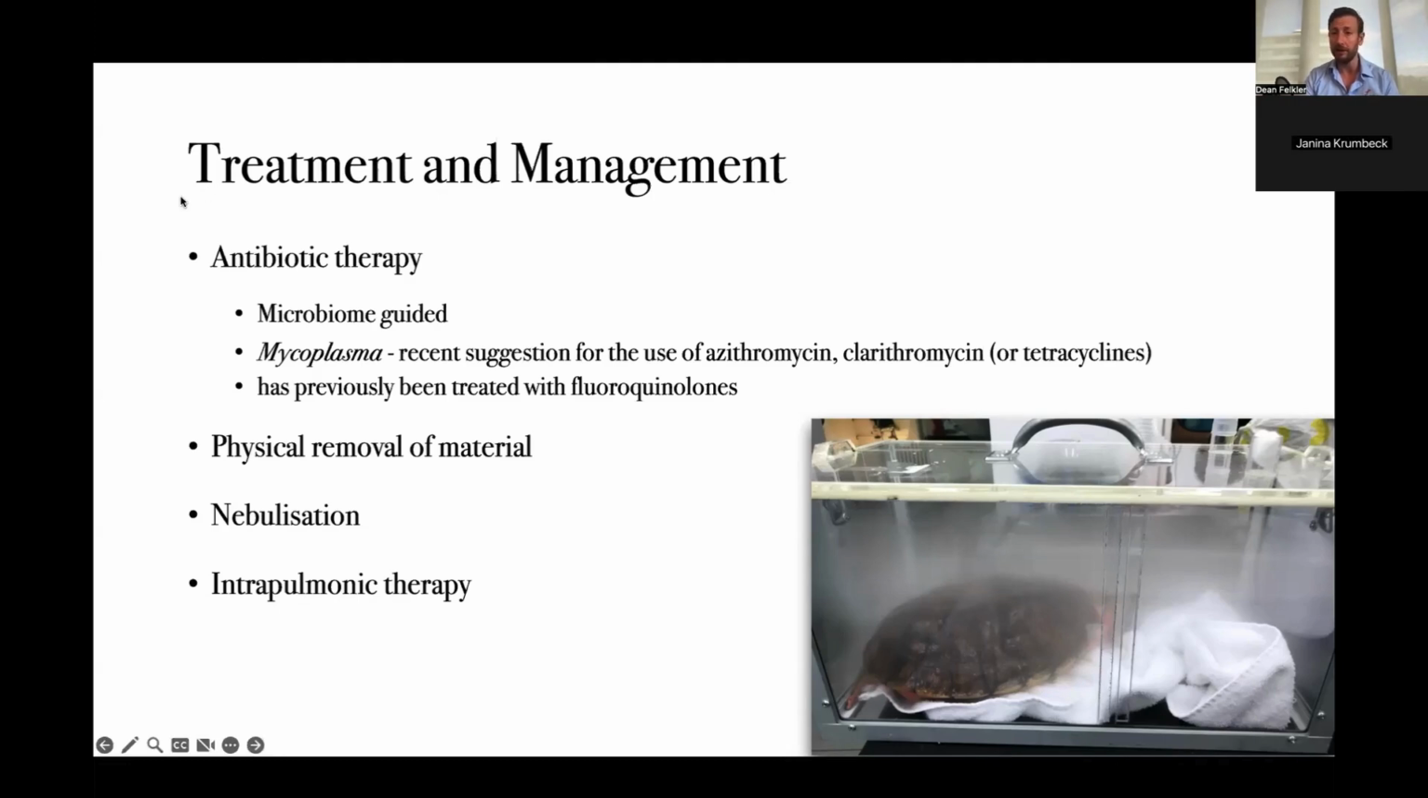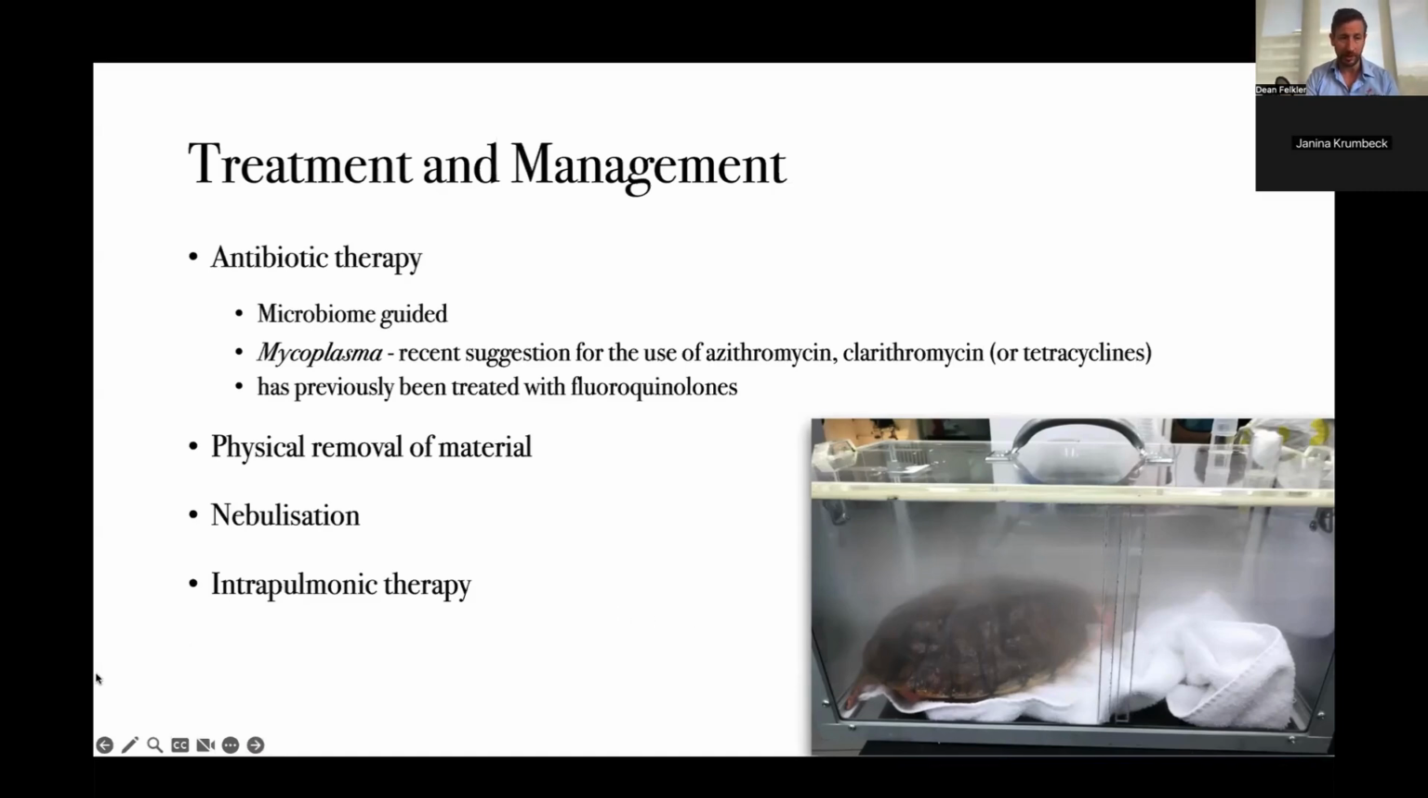But I quite like F10. Again, we don't want to be using antibiotics if we don't need to. So generally, systemic antibiotics plus F10 nebulization is the choice I go for. And we've got intrapulmonic therapy, which is what I was saying about drilling through the tortoise carapace. And you can actually leave that hole open and then continue to apply topical medications to that area of infection.